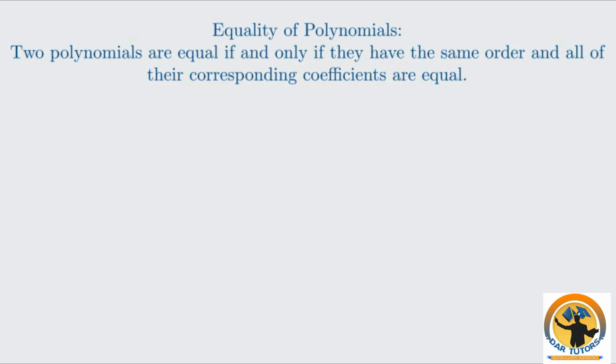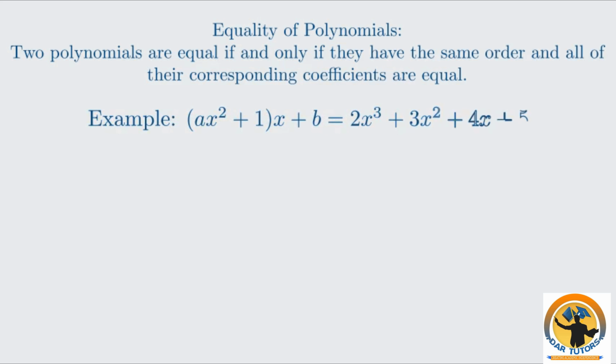Let's see this in action with an example. We'll use this technique, called comparing coefficients, to find unknown values. Suppose we are given the equation: the quantity ax squared plus 1 times x plus b is equal to 2x cubed plus 3x squared plus 4x plus 5. Our goal is to find the values of a and b. First, we need to expand the left-hand side to make the coefficients clear. Distributing the x, we get ax cubed plus x plus b.